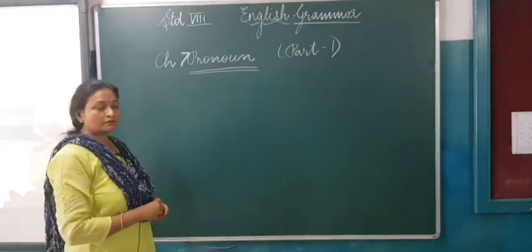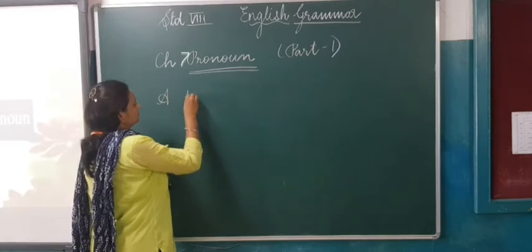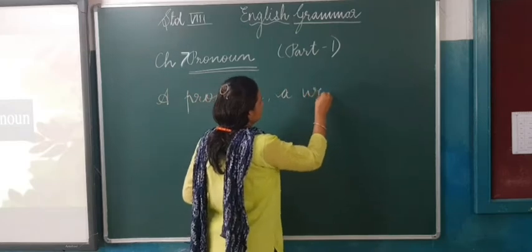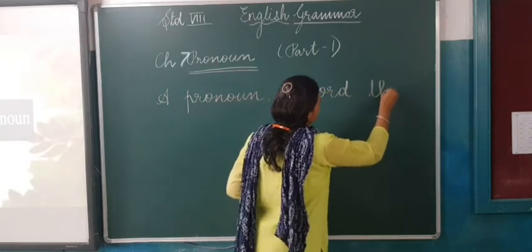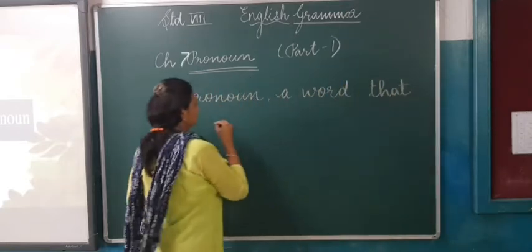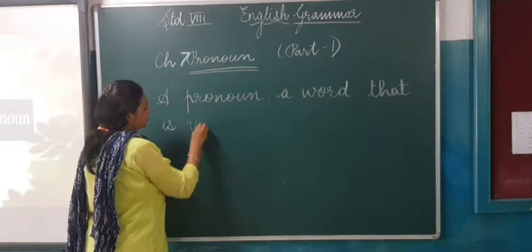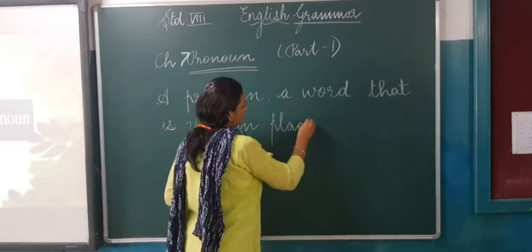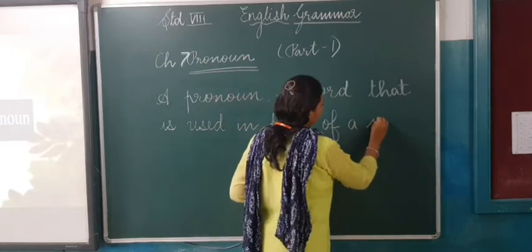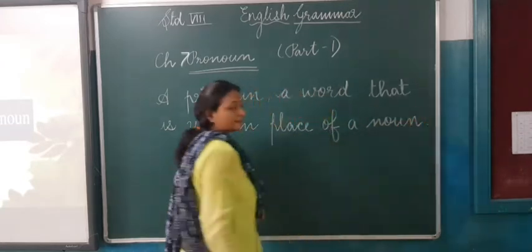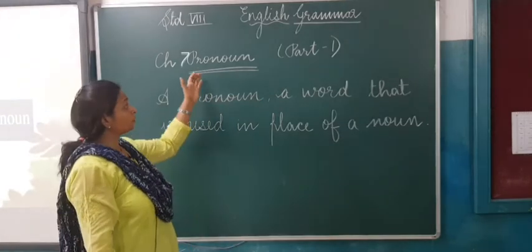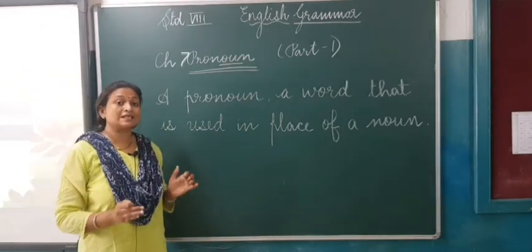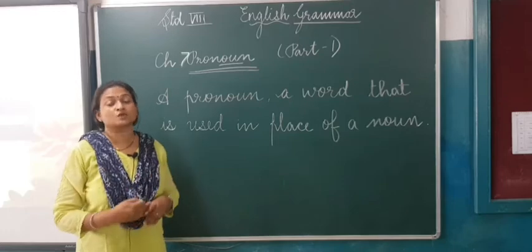And what is a pronoun? A pronoun is a word that is used in place of a noun. Is it clear, children? Pronoun. In pronoun also we have got this noun. So what is a pronoun? A pronoun is a word which is used in place of a noun.